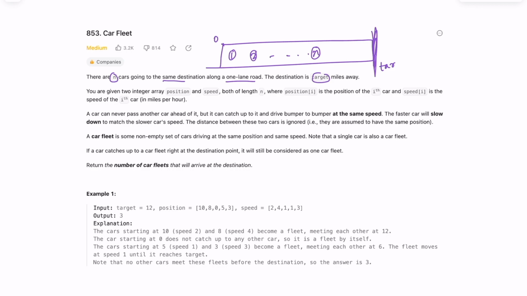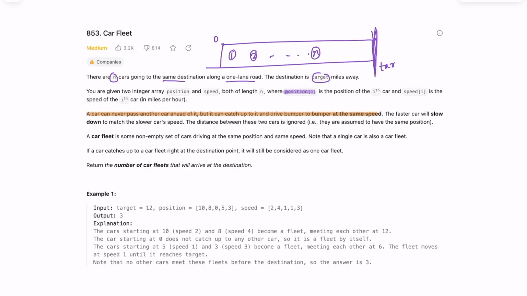The position of each car and its speed is given to us in the form of two arrays, position and speed, where position[i] represents the position of the ith car and speed[i] represents the speed of the ith car. There are some traffic rules we have to follow. A car can never pass another car ahead of it, but it can catch up to it and drive bumper to bumper at the same speed.